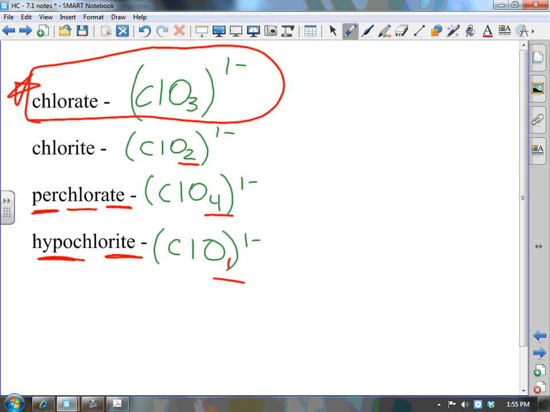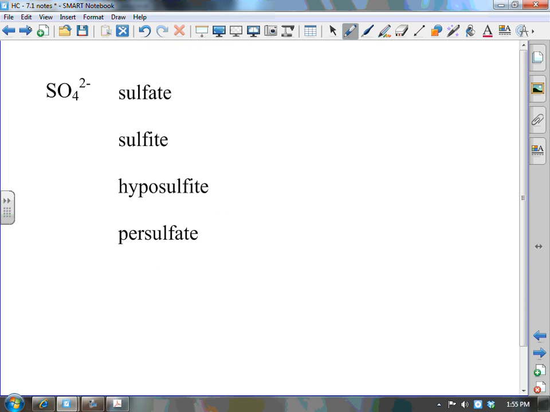Now, in the book, there's a chart. Well, they list all these extra ones. Makes the chart look bigger than it really is. You learn one, you're going to know the others. So let's look here at the next thing.